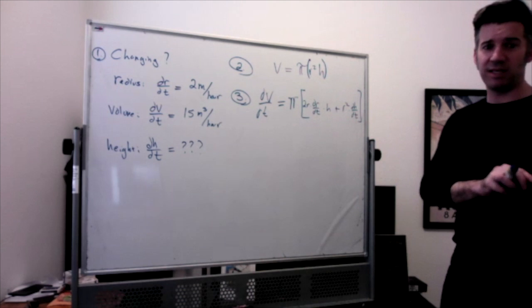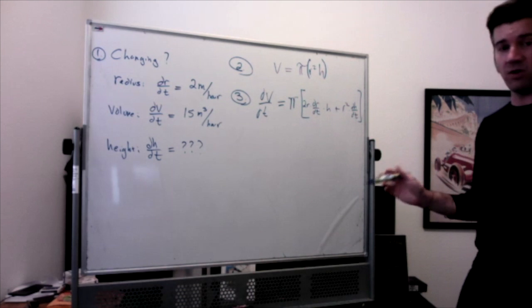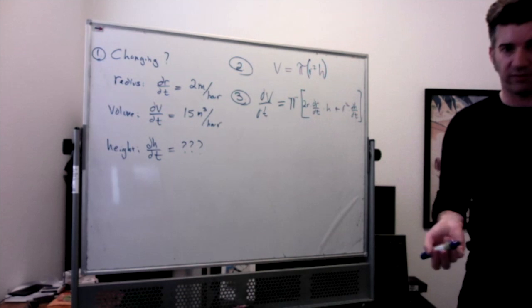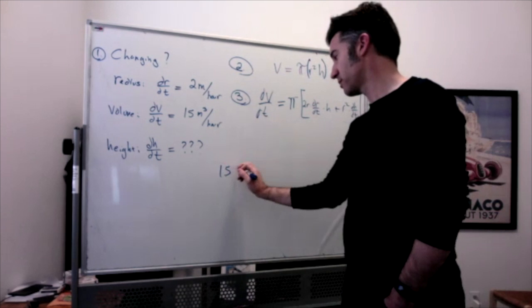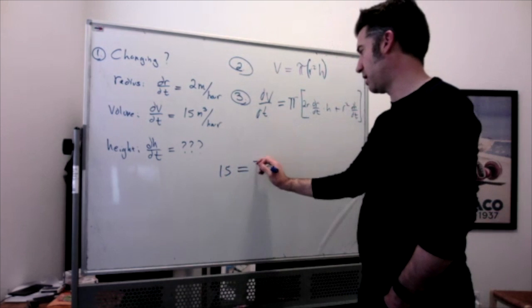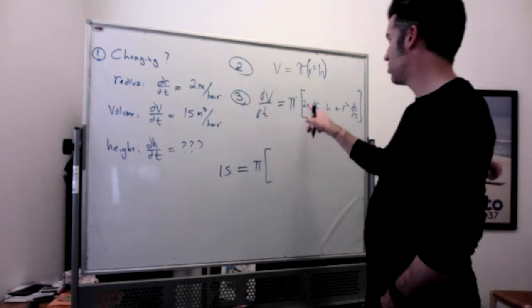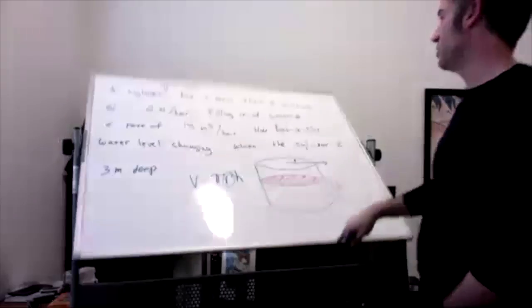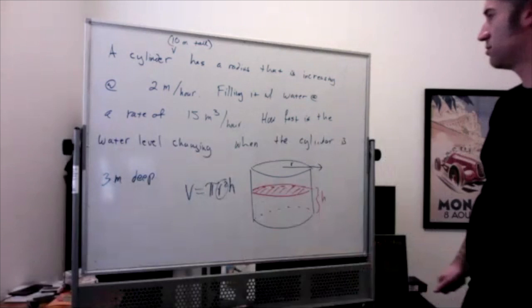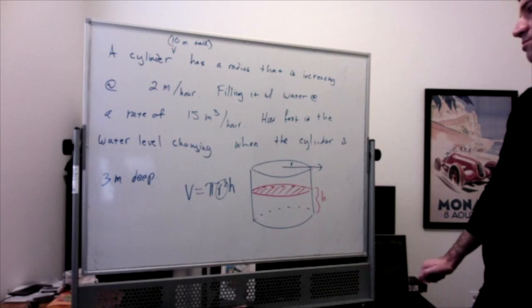We could maybe try to simplify that. I don't think it really makes sense to simplify it until after you've plugged in what you know and what you want to know, or try to solve for what you want to know. So I know that dV/dt is 15. I got a pi there. Ooh, do I know what the radius is? Do I need more information? Yeah, I probably need it.